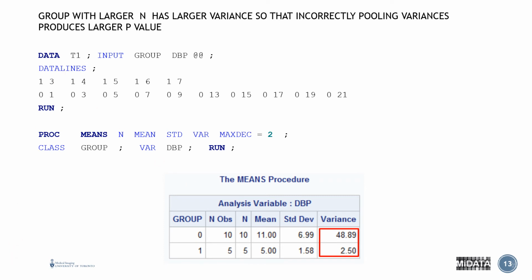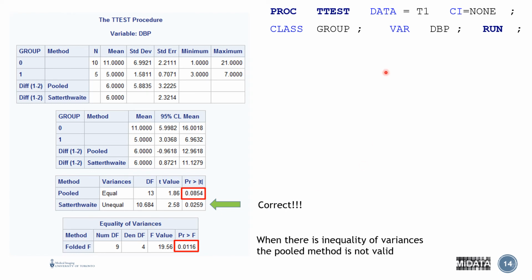Okay, so what's that going to lead to? Let's get on with the t-test. So proc ttest, we're calling T1 our data set. The grouping variable is called group, very appropriate, with two levels, 0 and 1. The variable of interest is diastolic blood pressure.